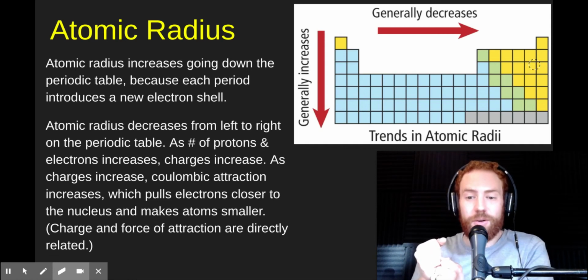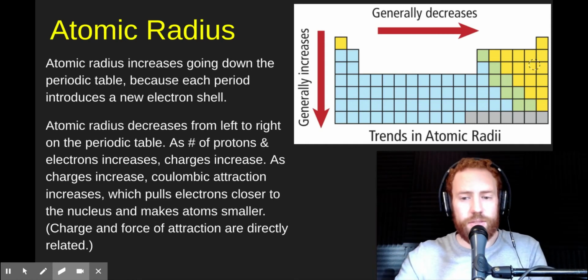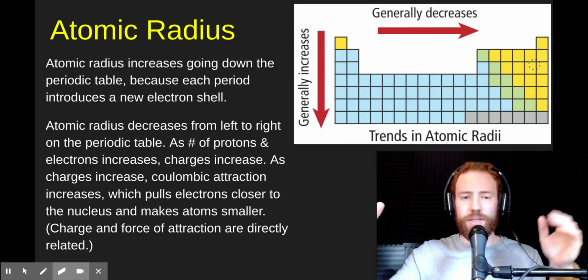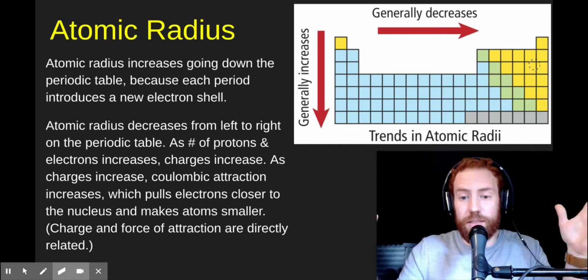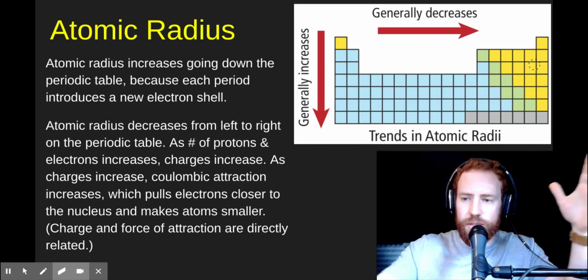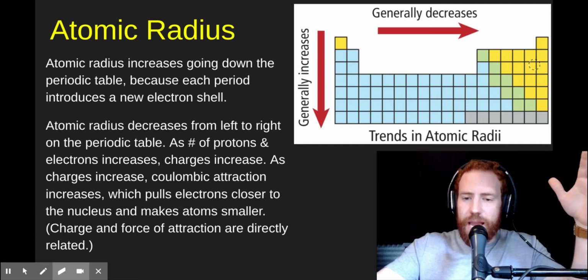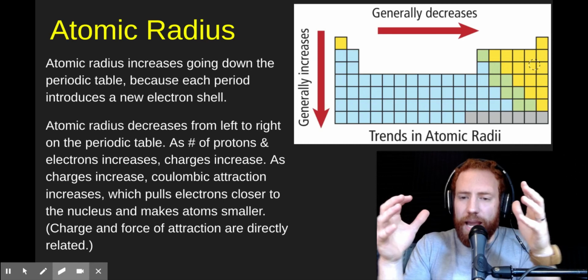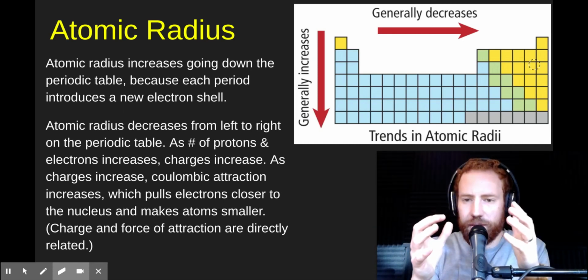So even though there's more protons and probably more electrons in that atom, the nucleus is a stronger magnet, you can think. And so it's going to pull the electrons closer in. So the atoms are actually shrinking as more protons are added to the nucleus.